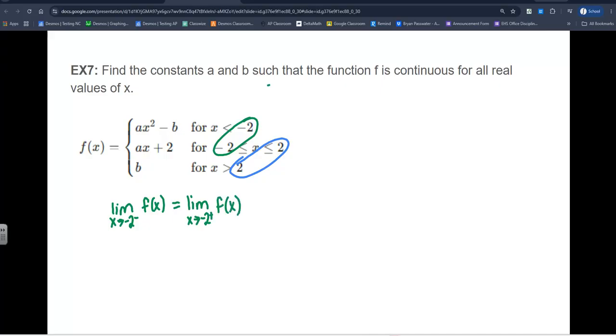So we're starting with the -2. Now, I'm going to write this step. That means the limit as x approaches -2 from the left of ax squared minus b. And over here, it means the limit as x approaches -2 from the right of ax plus 2.